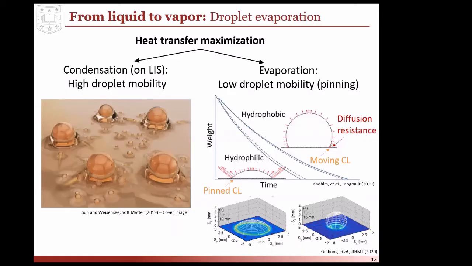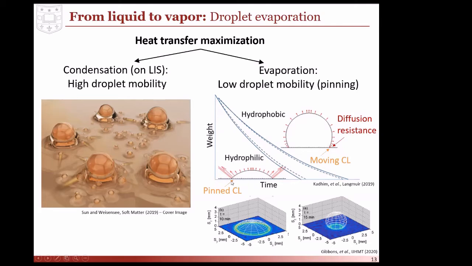So moving forward, I just showed you that for condensation, what we want is high droplet mobility. If we're talking about evaporation, actually a low droplet mobility might be better to maximize heat transfer rates. Meaning if we have a pinned droplet, we could potentially increase heat transfer. For example, if you look at two droplets of the same initial volume, one on a hydrophilic surface, the other on a hydrophobic surface, we see that the hydrophilic droplet evaporates faster than the hydrophobic droplet.